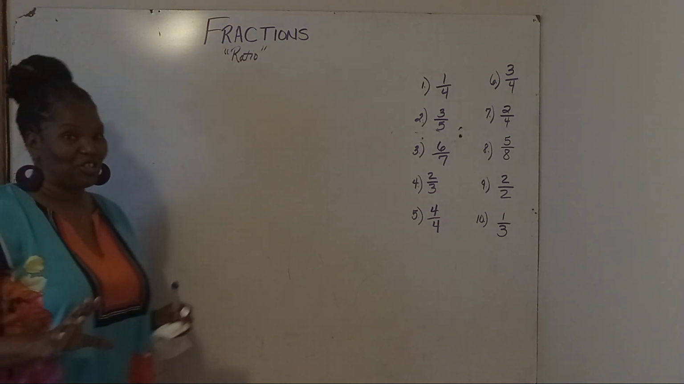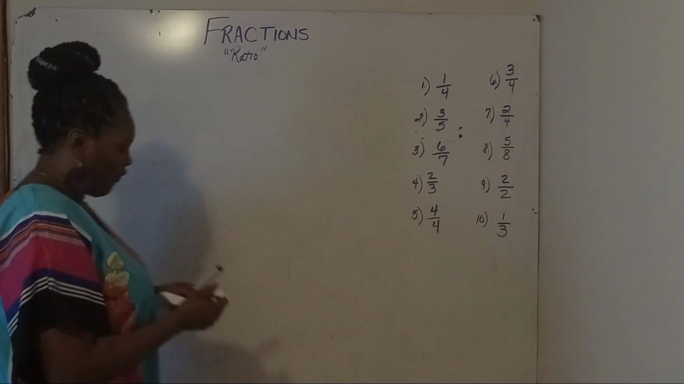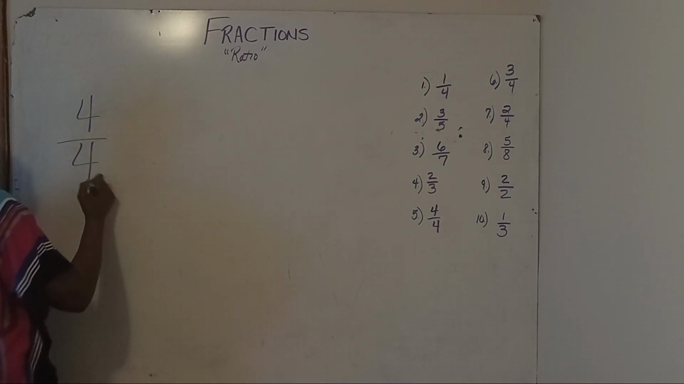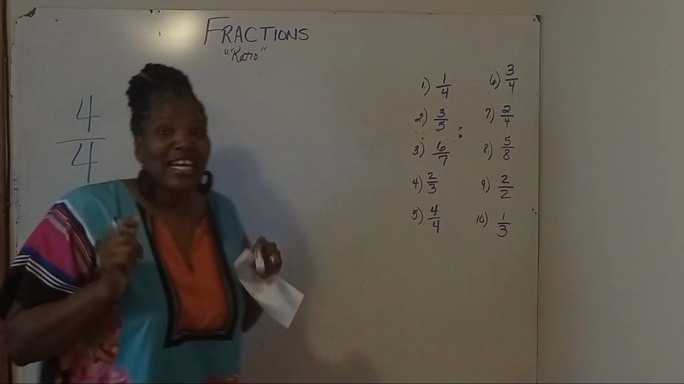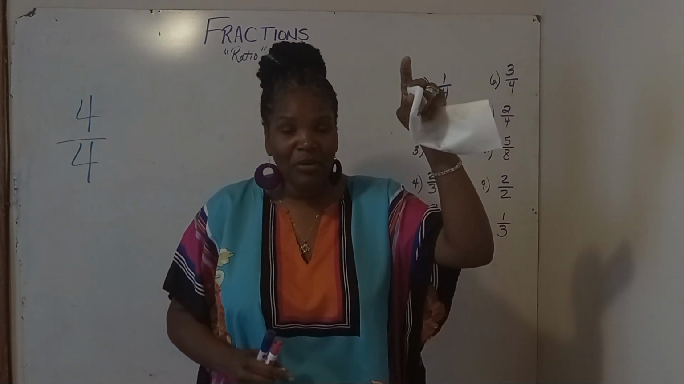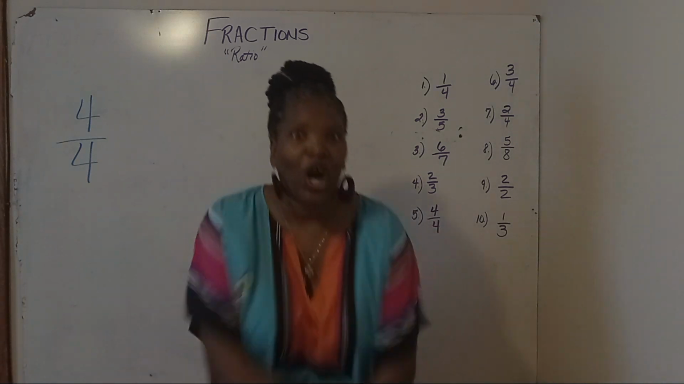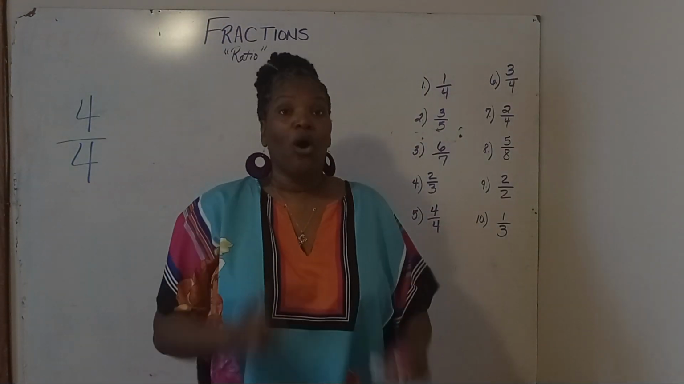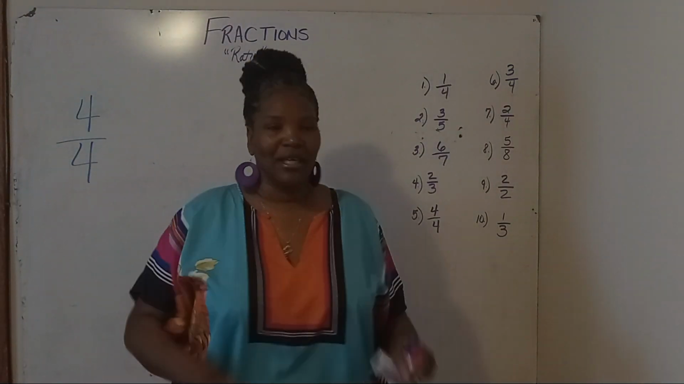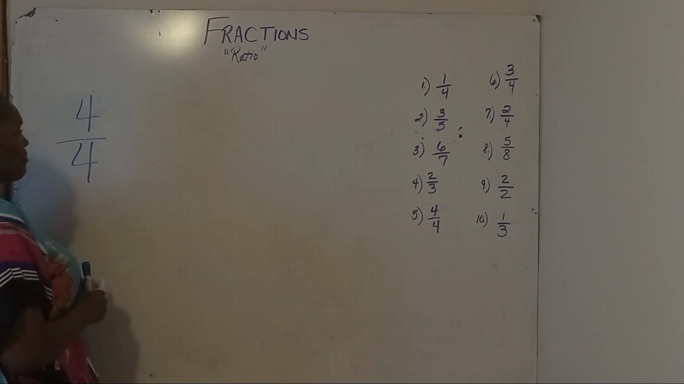This is a special kind of fraction. I love this kind of fraction. 4/4. Anytime, let me tell you a secret. Anytime you have a fraction and it has the same number at the bottom and the same number at the top, it equals the whole thing being colored, or it equals 1. The whole big old thing is being colored. Okay? So we have 4 at the top and 4 at the bottom.